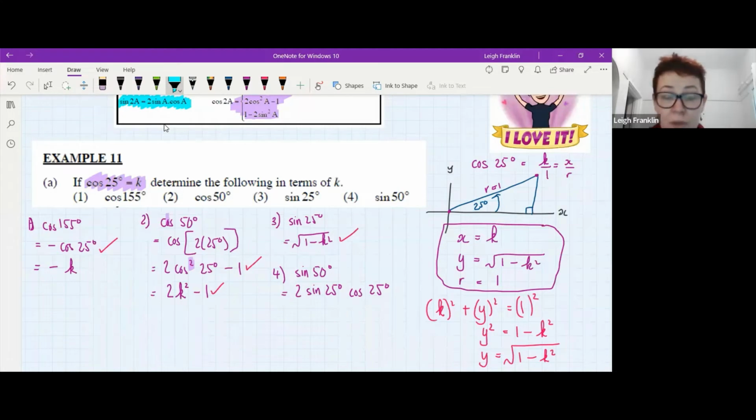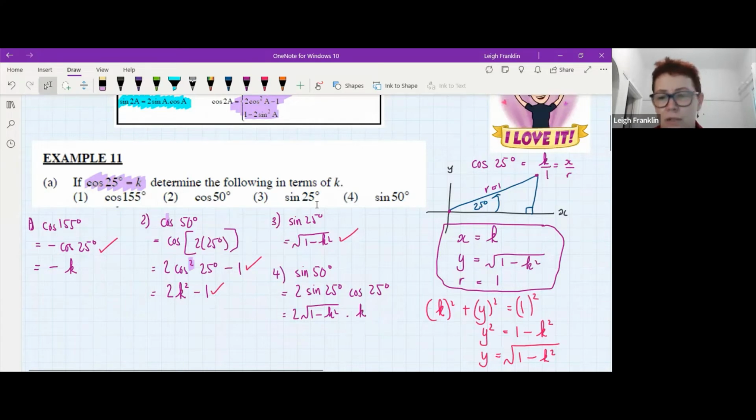Again, I have to do that. I have to write that line. They will mark that. And now I can go and sub in. Okay, so this means 2 times the sine of 25 times the cos of 25. And all of those have to be in terms of k. So this means 2 times root 1 minus k squared times k.